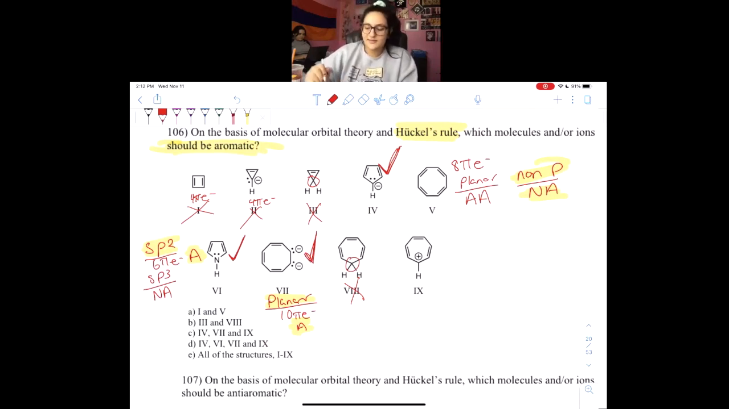Last but not least, let's count up our electrons. 2, 4, 6 pi electrons. It's cyclic, planar and fully conjugated, so this is aromatic. So our answer choice will be D.